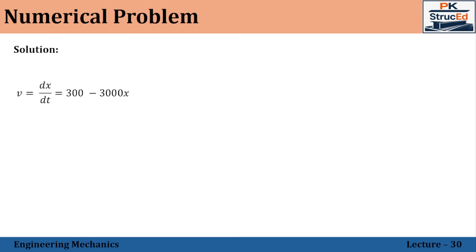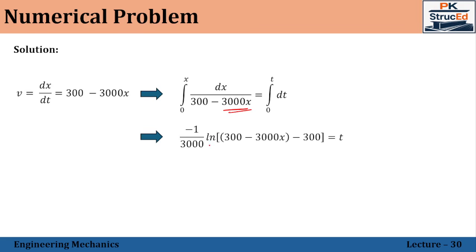Now, taking x components on one side and t components on the other side, we integrate further. We are integrating dx by 300 minus 3000 x equal to dt. On integrating, the left side will be minus 1 by 3000 into ln of 300 minus 3000 x, with the limits 0 to x. I didn't mention the limits, but I think the limits have been substituted. That's why it's been given.